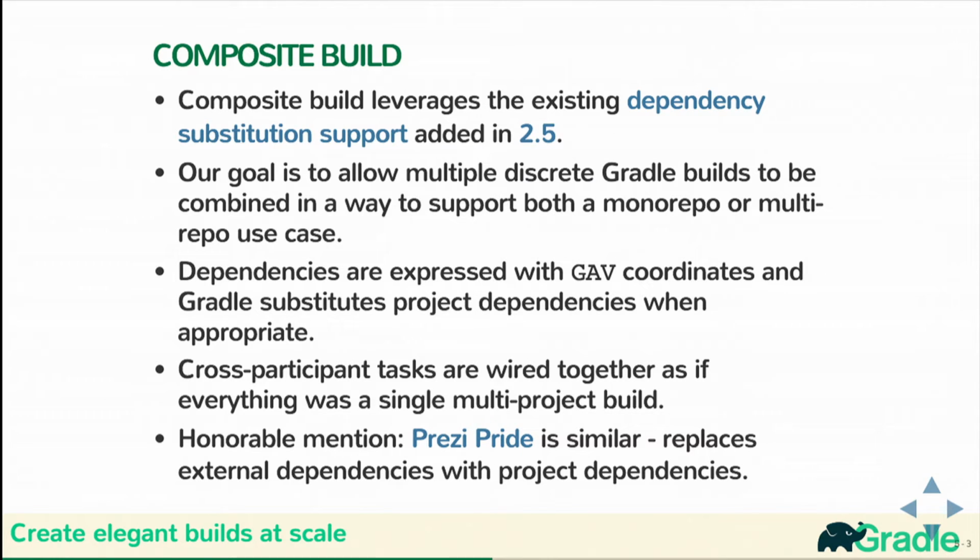The dependencies between projects, between components, are expressed through external coordinates as opposed to project dependencies. And across participants, all the different builds are wired together in such a way that it looks like a single multi-project build when you actually do the build. There's a little bit of an honorable mention to this if you've ever seen Prezi Pride. Prezi Pride was some of the driver behind adding dependency substitution support, and it has a very similar idea of taking multiple repositories, multiple projects, and combining them.